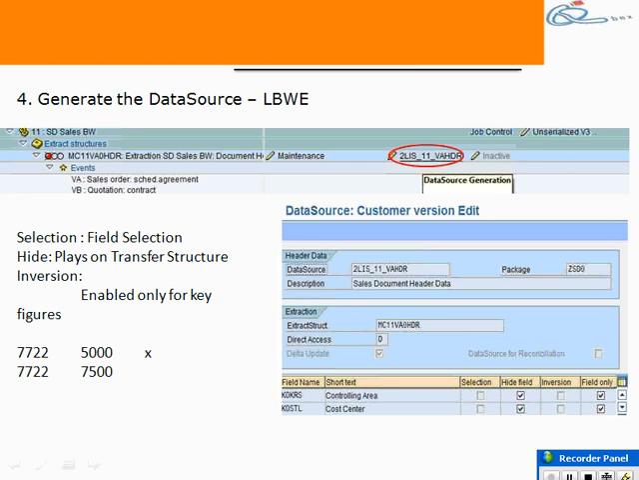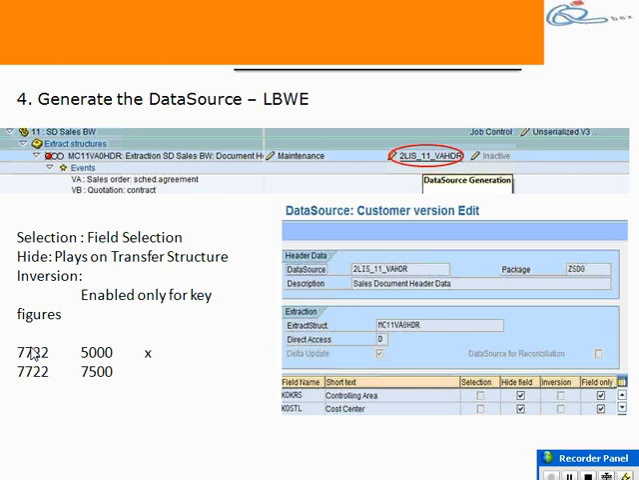Let's say I have a sales order 7722 where the value is 5,000 as of today. Now you extracted the historical data of 5,000 and loaded it into BW. So what is the value in BW for 7722? The net value is 5,000. After two days, you change this transaction from 5,000 to, let's say, 7,500.